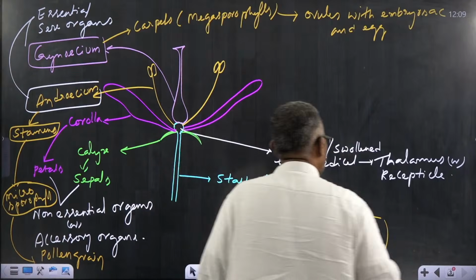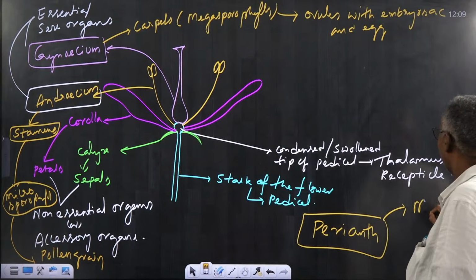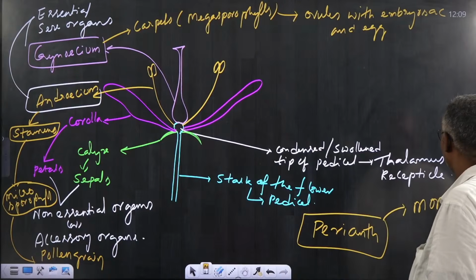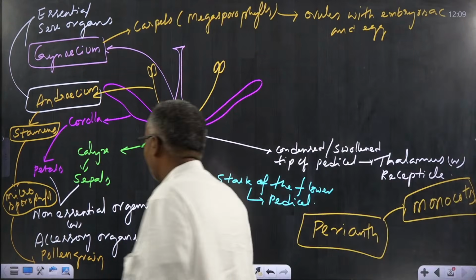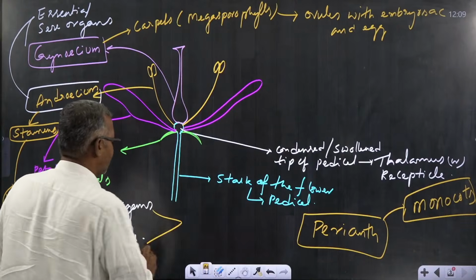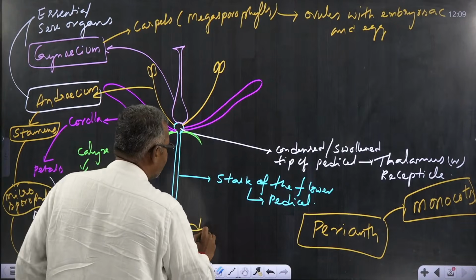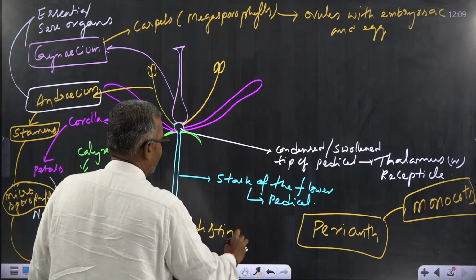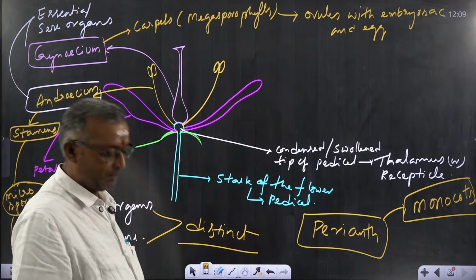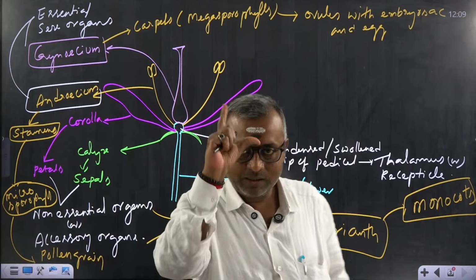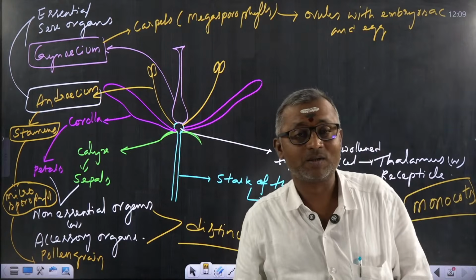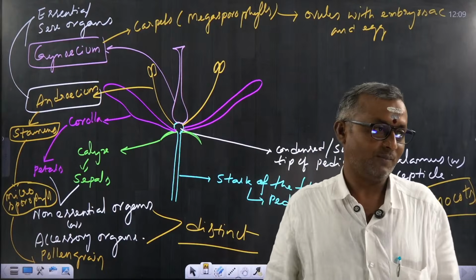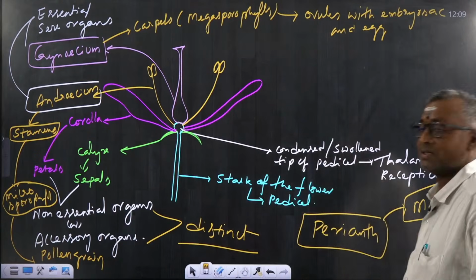This kind of perianth you can see in monocots. Where do you see this? Monocots. What about in dicot? In dicot, the accessory organs are distinct. Distinct means clearly distinguishable, that there is a clear calyx and clear corolla. Got it? Is it clear for all of you? Yeah. So that is what you can see here.